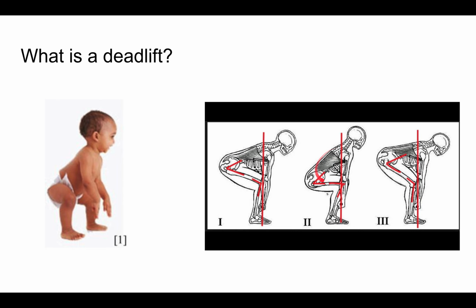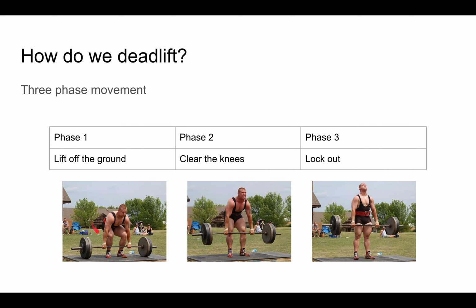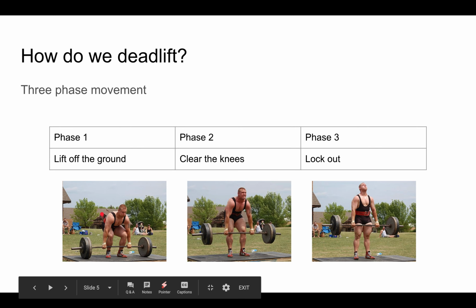How do we deadlift? Well, there's a 3-phase movement. We've got this guy here, straight out of Wikipedia, images courtesy of Wikipedia. Phase 1, the lift off the ground, right? With the lift off the ground, ideally we want the toes pointing forward, but this guy probably deadlifts a lot more than me, so he's probably well and fine to have his toes out like this.